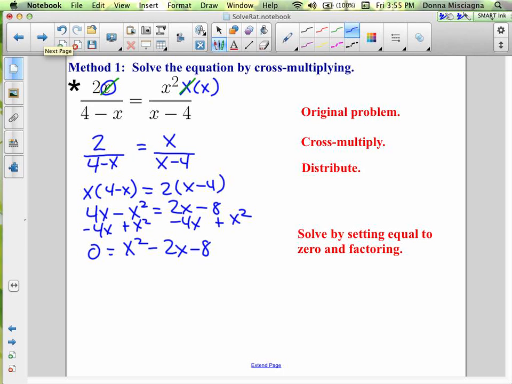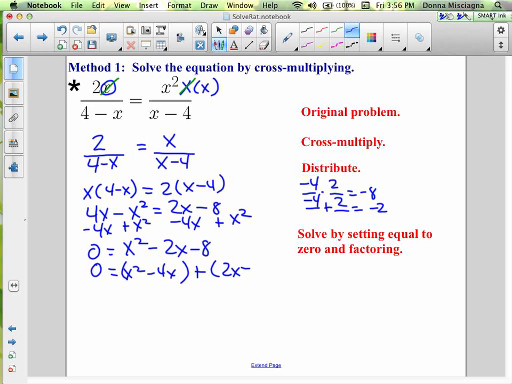We're going to factor each side, and then we'll set our factors equal to 0. So 1 times negative 8 is negative 8. We need 2 numbers that multiply to give us negative 8, and add to give us our b term of negative 2. And hopefully you're all saying negative 4 and positive 2. Those would be the 2 numbers that multiply to give you negative 8 and add to give you negative 2. So we have 0 equals x squared minus 4x is a group, plus 2x minus 8 is a group.